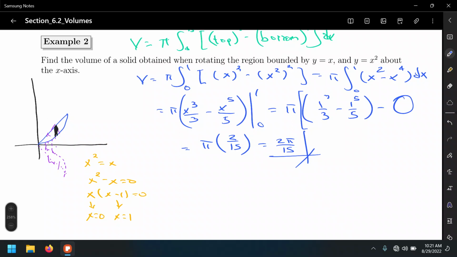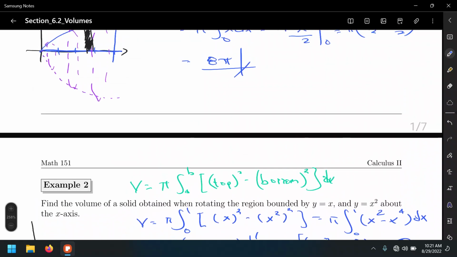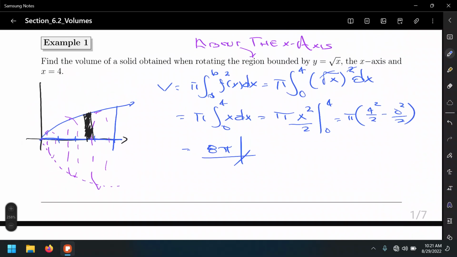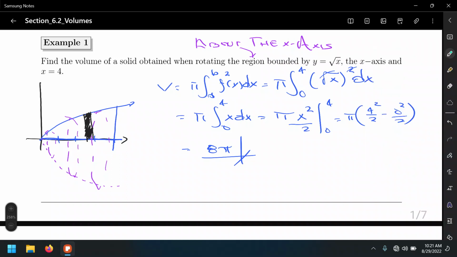I would like to go back to the first example, just so we can connect the idea of the top minus bottom to a really simple region like the one we just did for example number 2. Even though I didn't do the top minus bottom for example 1, there really is one. So if we rewrite this integral, what is the top function in this region? The square root of x, right?